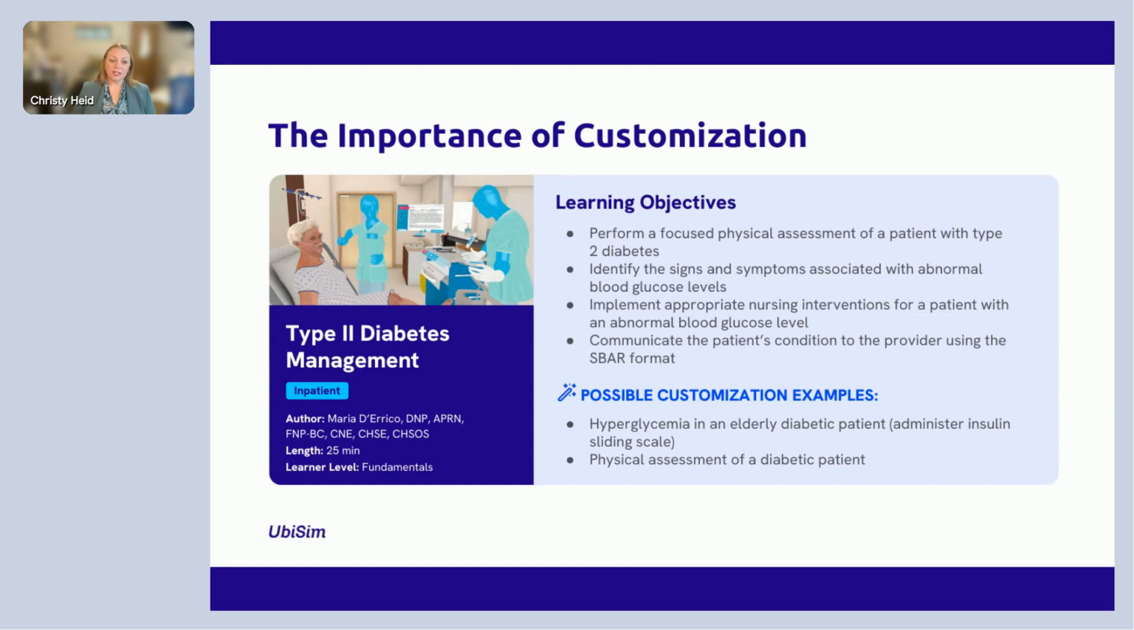So let's take a look at example scenarios. This one is featuring Joan Rogers, a patient with type 2 diabetes who develops hypoglycemia. Using the UbiSim intuitive editor, you can easily customize this case, shifting the focus to hyperglycemia, DKA in type 1 diabetic, or even adapting it to a pediatric patient. We've provided possible customization examples for each scenario in our catalog of over 50 scenarios.